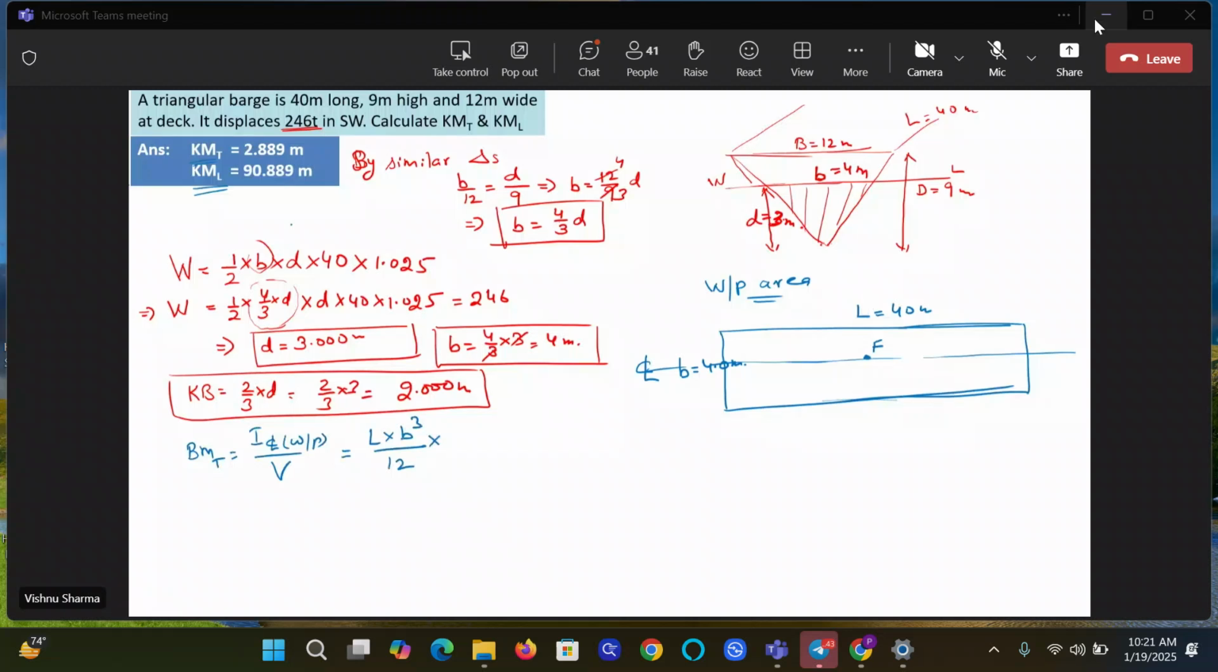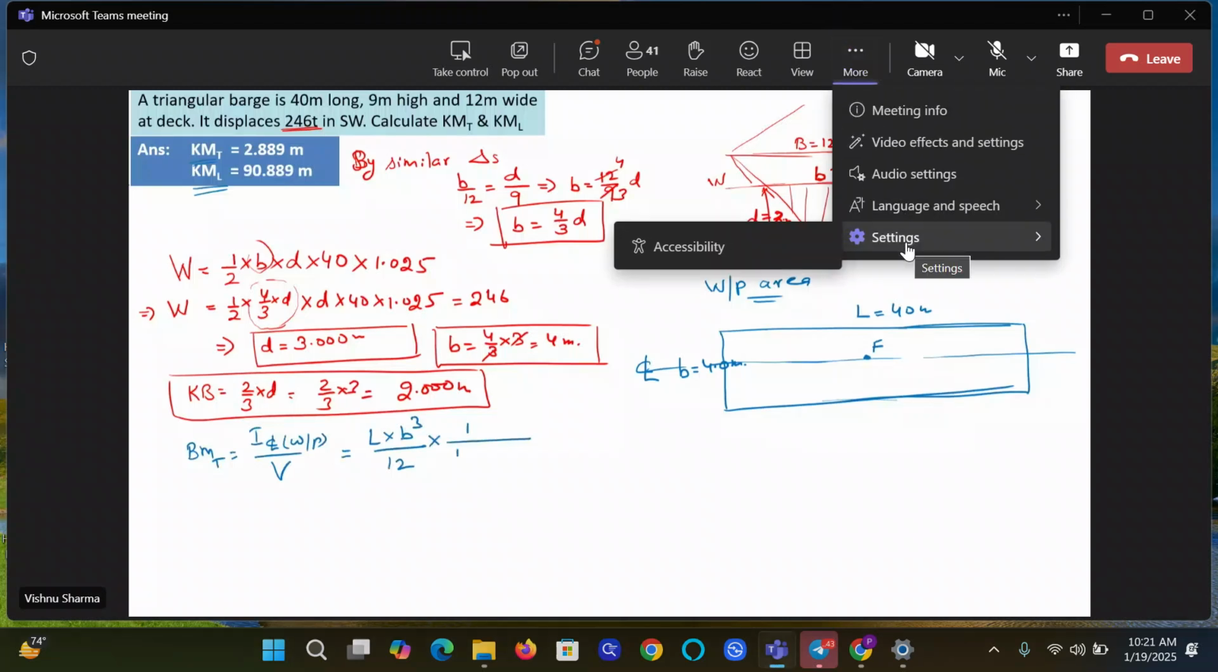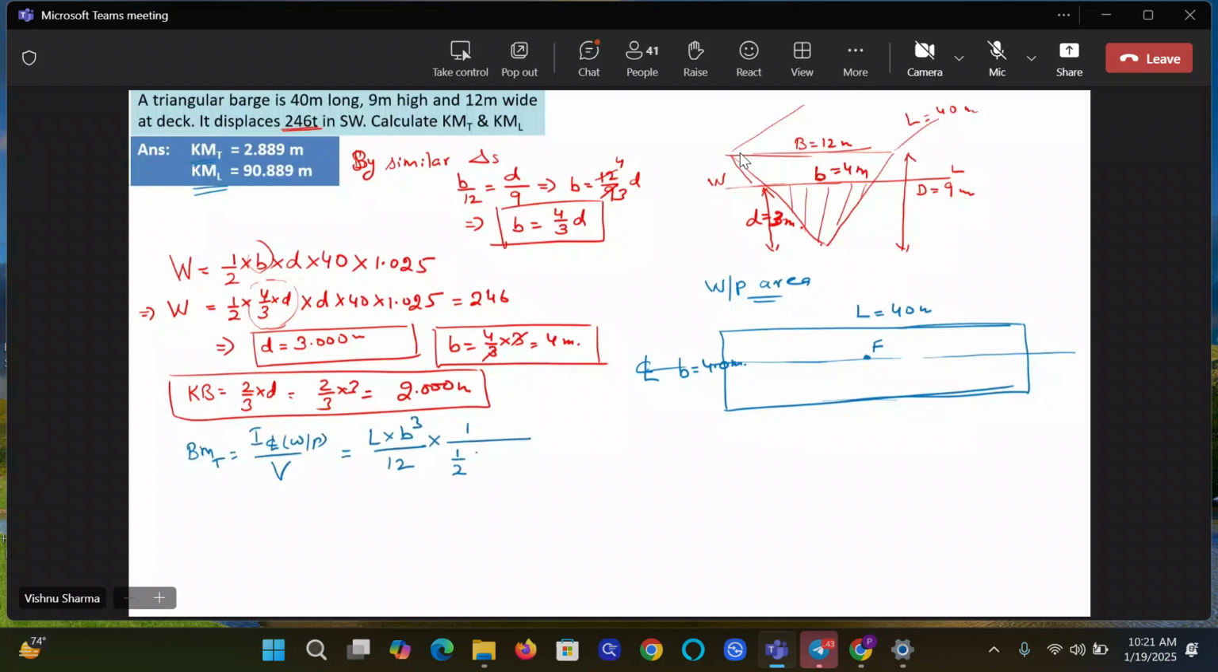Writing volume of displacement, you can also get it by 246 divided by 1.025. You can get that way. I'm just trying to get the formula which you were made to learn in phase 1. That's why I'm using volume of displacement, area of the immersed underwater cross-section, half into base into draft into L. So this 2 will make this 6.